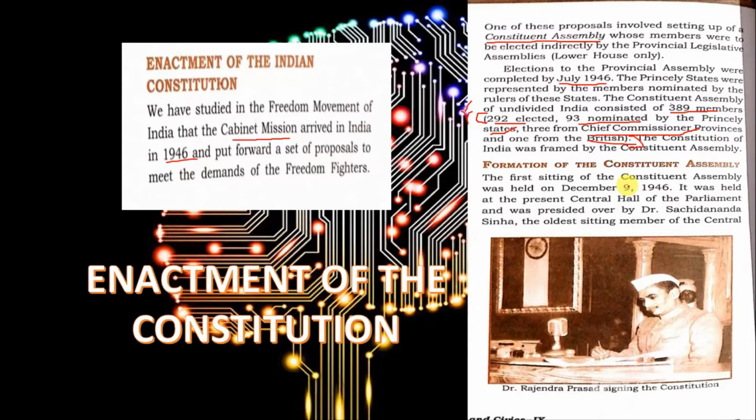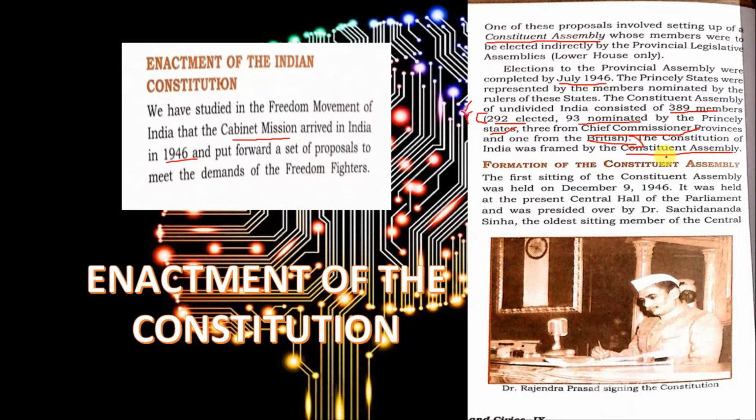The Constitution of India was framed by the Constituent Assembly. That's important. It was framed by the Constituent Assembly. Next, the formation of the Constituent Assembly. Now let's check how this Constituent Assembly was formed. Then only we need to know the roots of the Constitution.